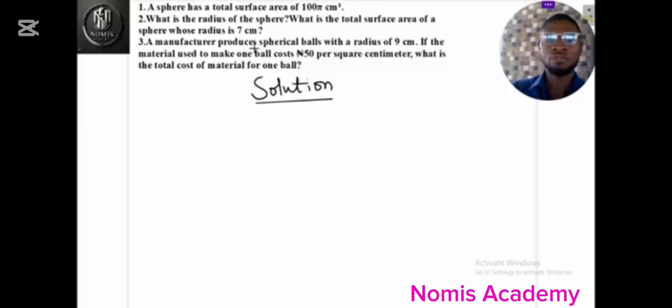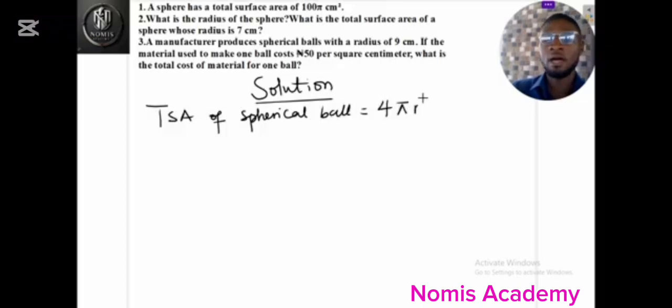A manufacturer produces spherical balls with a radius of 9 centimeters. So that means we are dealing with a sphere. This spherical ball suggests that we are dealing with a sphere. Good. If the material used to make one ball costs 50 naira per square centimeter, what is the total cost for making the entire ball? So that means I will need to find the total surface area of the ball. So the surface area of the spherical ball, I know it to be 4 pi r squared.